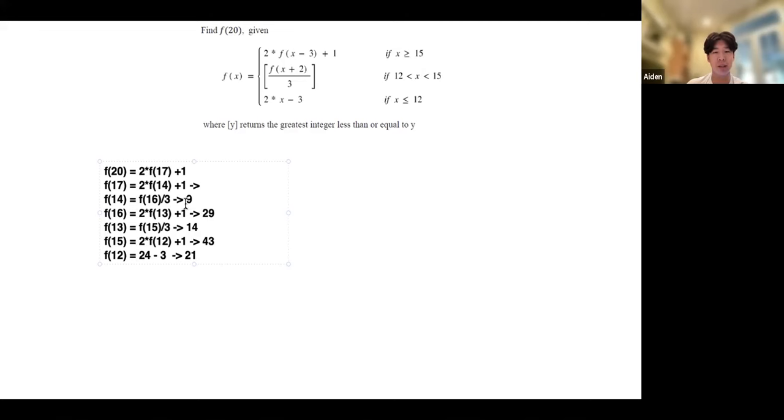And since f of 14 is equal to 9, f of 17 is equal to 2 times 9 plus 1, which is 19. And then finally, to get our final answer, f of 20 is equal to 2 times 19 plus 1, which brings us to 39 as our final answer. Does anyone have any questions? If not, then we can continue to the next question.